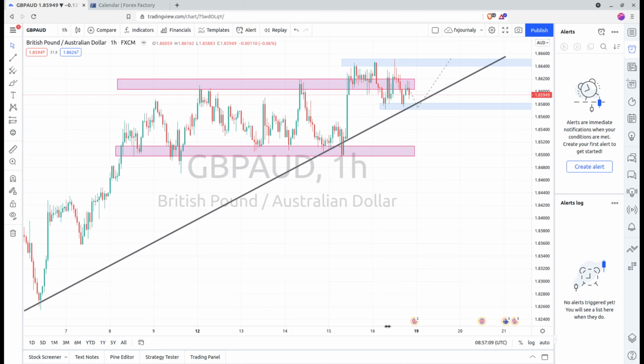Okay, so let's get into some of the outlooks and analysis for GBPAUD. As you can see on the screen, or at least I hope you can see this, I'm using the TradingView platform, which I'm kind of getting used to so far. I'm finding that there are a lot of tools on here that are quite useful.